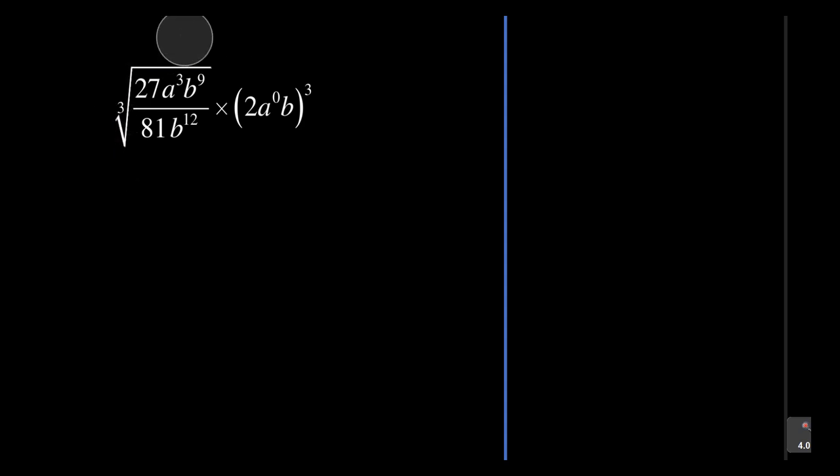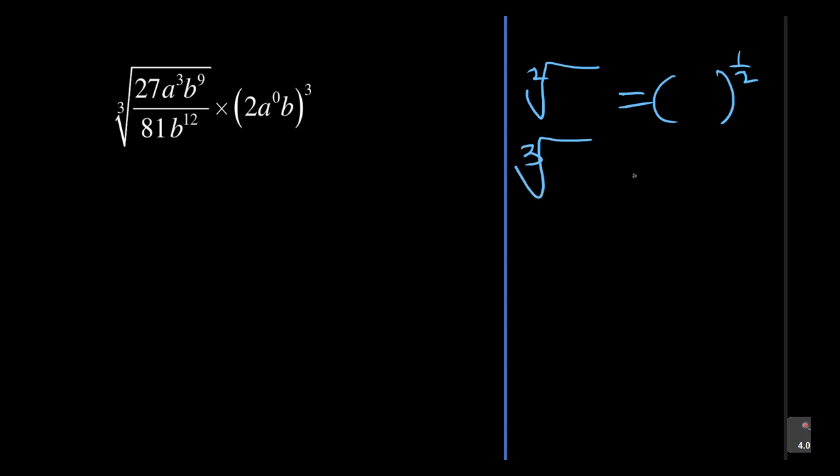So what you need to do is remind yourself: if I say a square root, it means bracket 1 over 2. There's a hidden 2. If I put a 3 like that, it means bracket 1 over 3. Just like if I put n there, it means bracket 1 over n. Don't forget. So that's already you've gotten that.